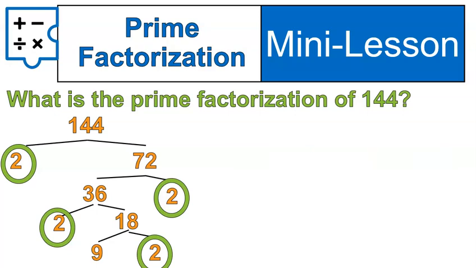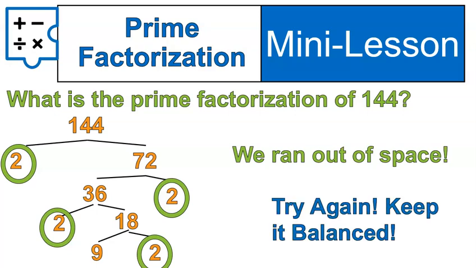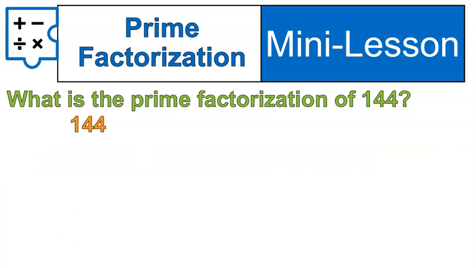Uh-oh. Now, when you're writing it out on paper, running out of space isn't a problem. But just for our purposes, I think it's helpful for us to remember to keep it balanced. The more balanced it is, the less space it will take up. So we're going to try again and use some different factors at the beginning. We're going to start with 144, and I'm going to use 12 and 12. 12 times 12 is 144, and watch how this takes up a lot less space.